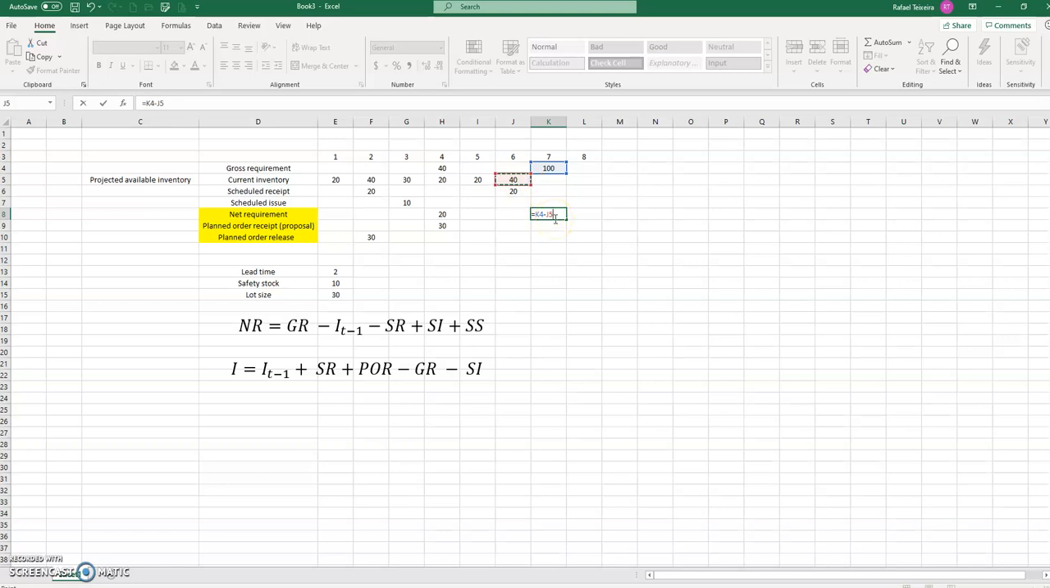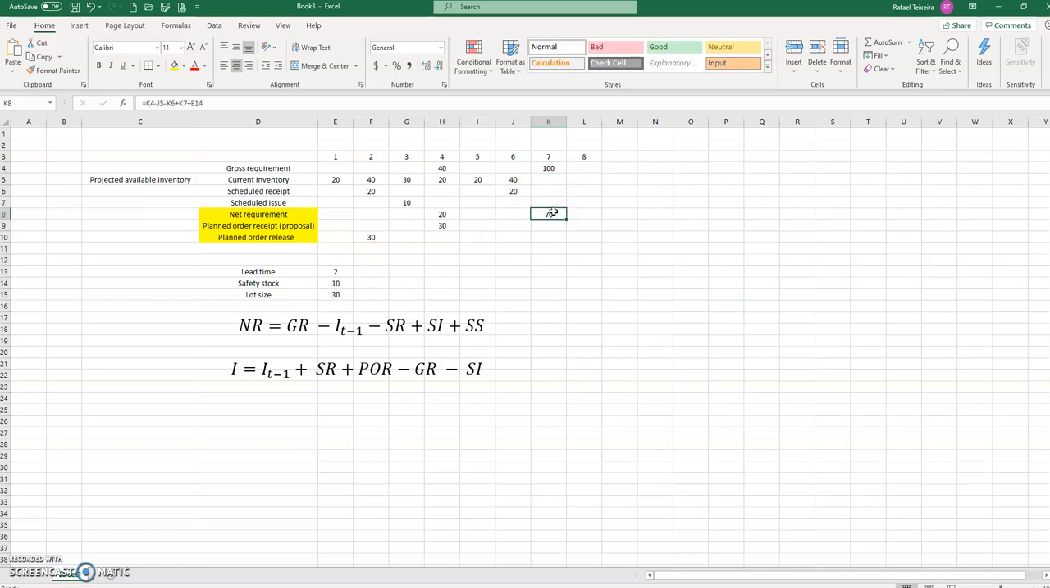Now I have my gross requirement of 100, and I have to compute my net requirement. So my net requirement will be equal to my gross requirement minus everything that I have available in inventory coming from the previous week, minus anything that I have to receive in scheduled receipt, plus everything that I have to use in terms of scheduled issue, plus everything that I have to remain in safety stock. So this is how I compute my net requirement. So my net requirement is 70.